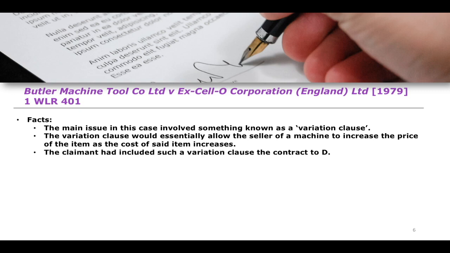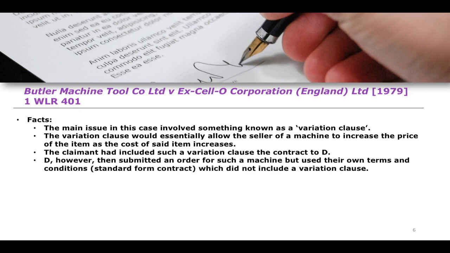The claimant had included such a variation clause in the contract to the defendant. This was a standard form contract. However, the defendant would then submit an order for such a machine to be used, and they used their own terms and conditions in the submission of this order, their own standard form contract. And within this standard form contract, there was no variation clause.